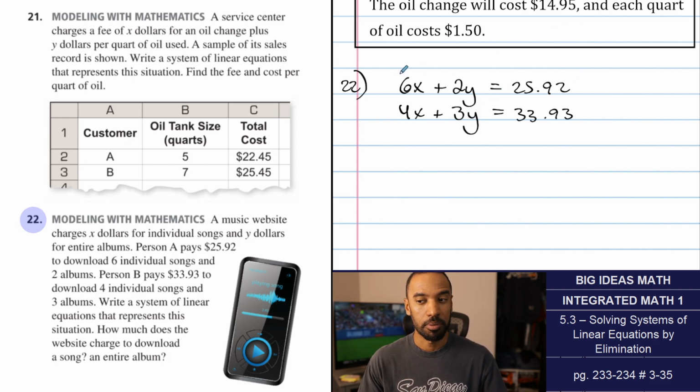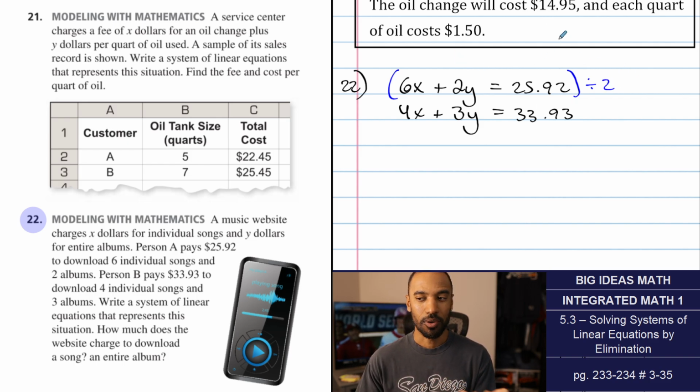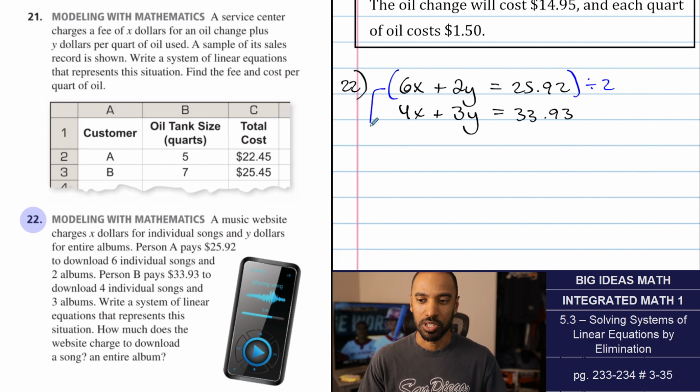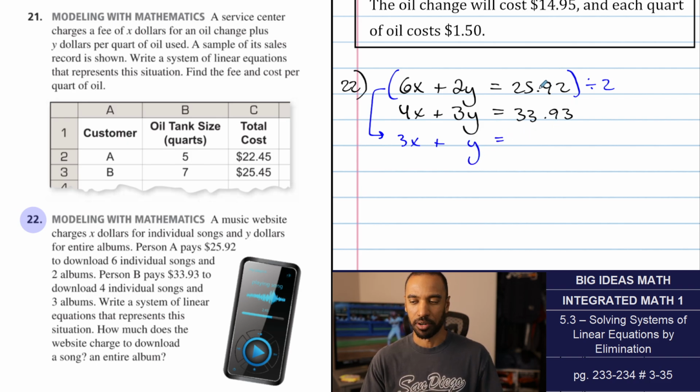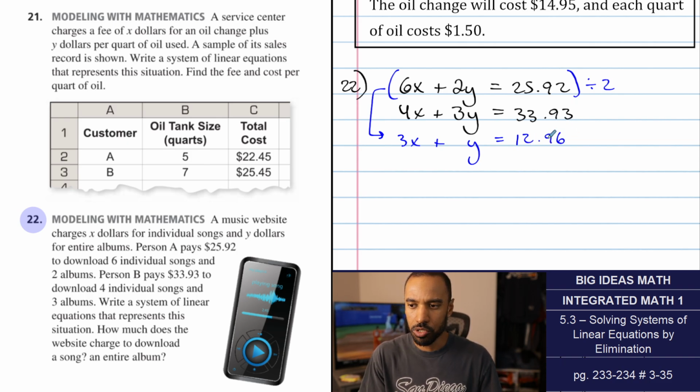And I have to manipulate both equations anyway. I might as well take the top equation and divide by 2, just to make numbers smaller first. It's not a requirement, by no means. But this becomes now 3x plus 1y equals, my only problem is I don't know what this is divided by 2. 12.96? I think so. So 12.96.